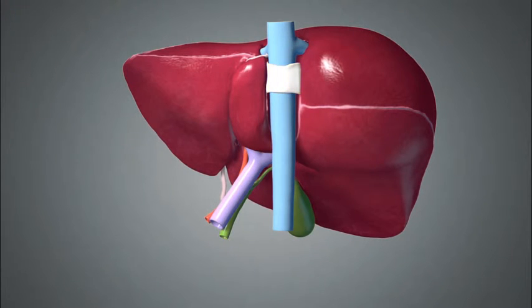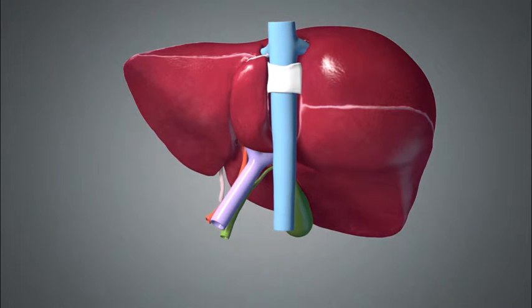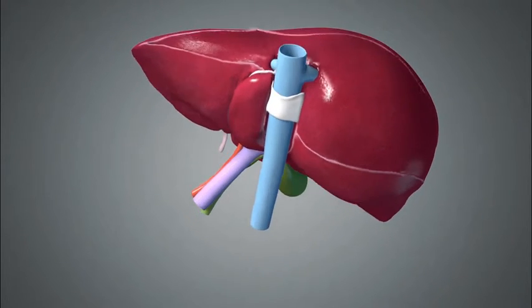From a surgical techniques point of view, this ligament is divided first in order to enable exposure and control of the right hepatic vein outside the liver.